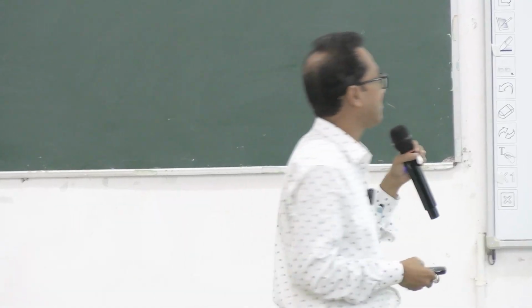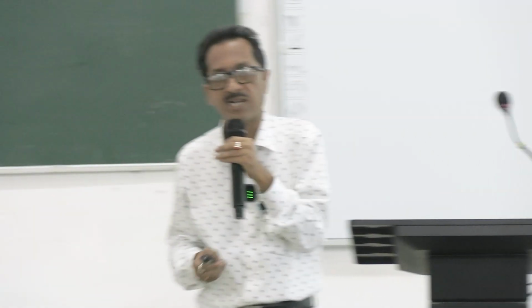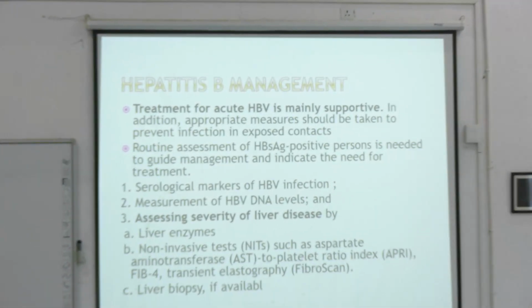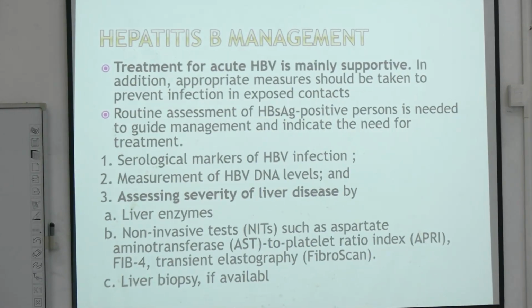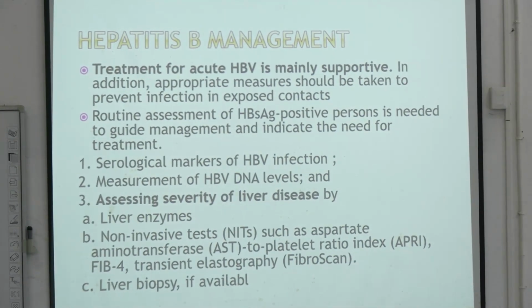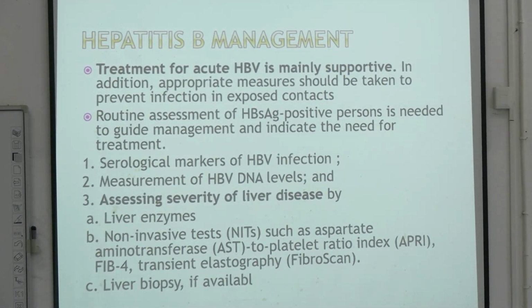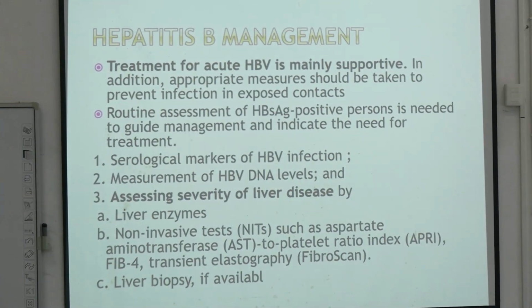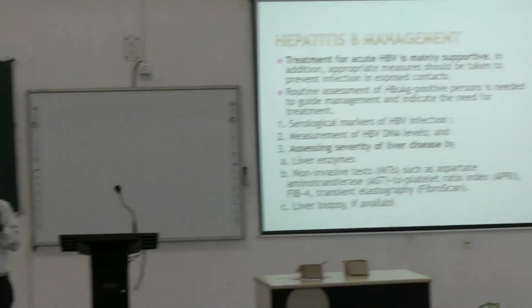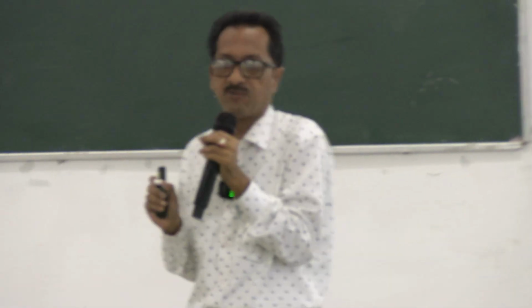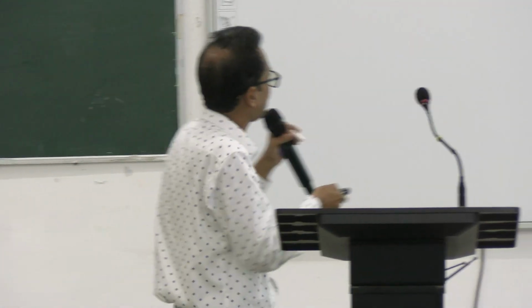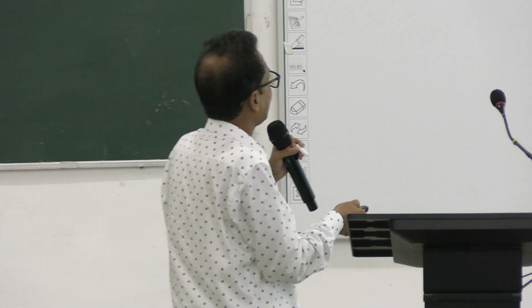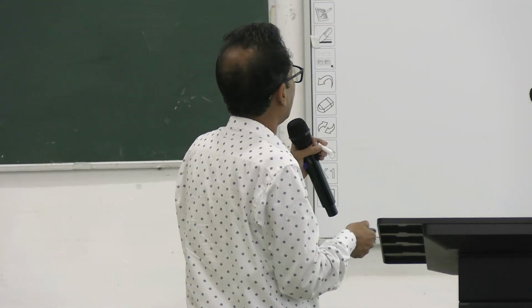Now hepatitis B. When should you treat a hepatitis B patient? How will you diagnose hepatitis B, and which patient should be treated? Whether acute hepatitis B is treated? Acute hepatitis B is not treated. The treatment is for chronic active hepatitis. Chronic active hepatitis patients are usually treated with antivirals. Acute hepatitis B is treated with self-limiting supportive treatment. So acute hepatitis B is not treated with antivirals.